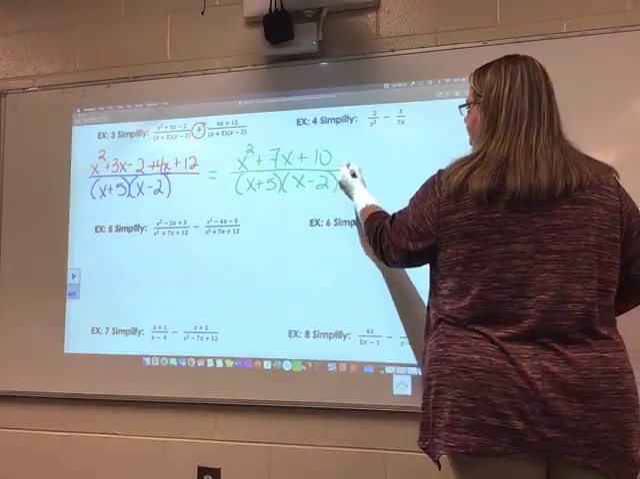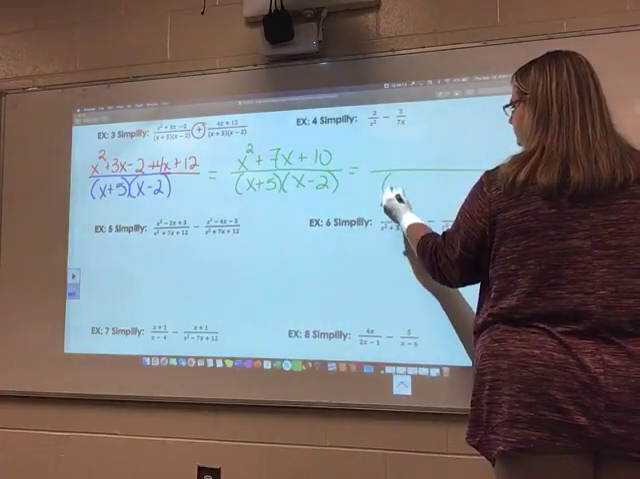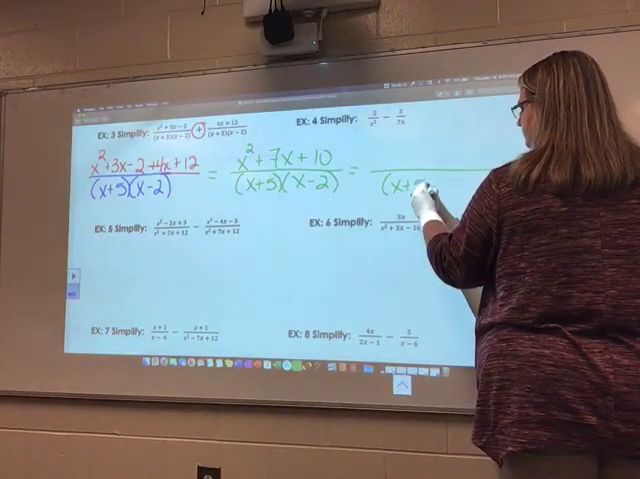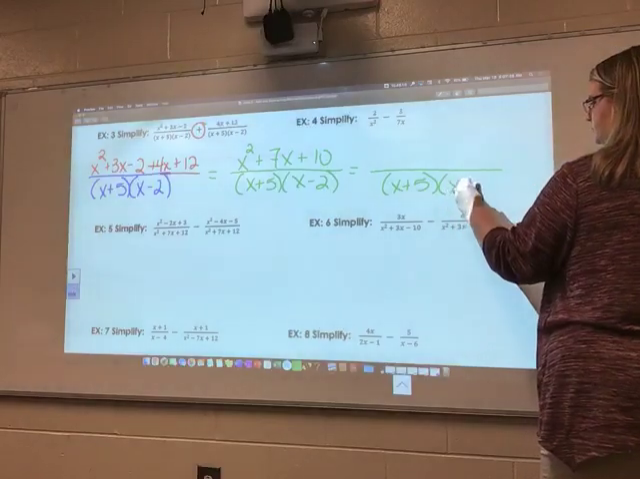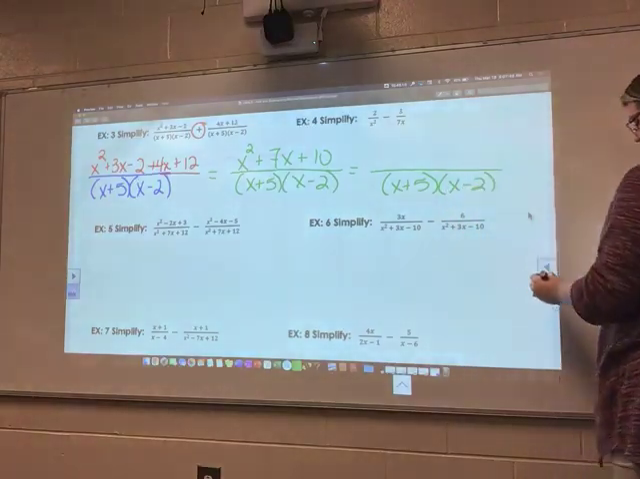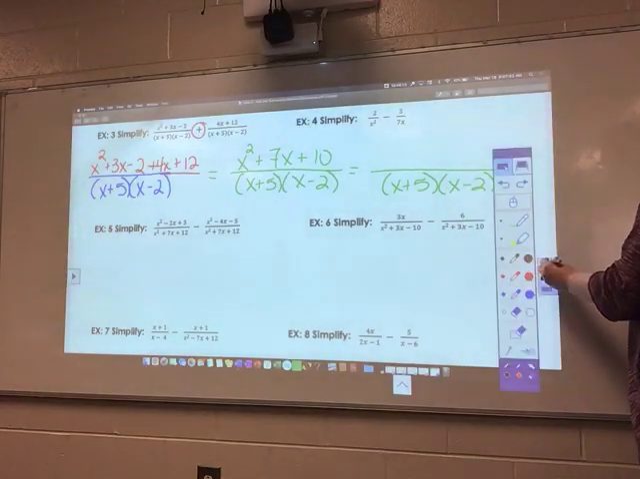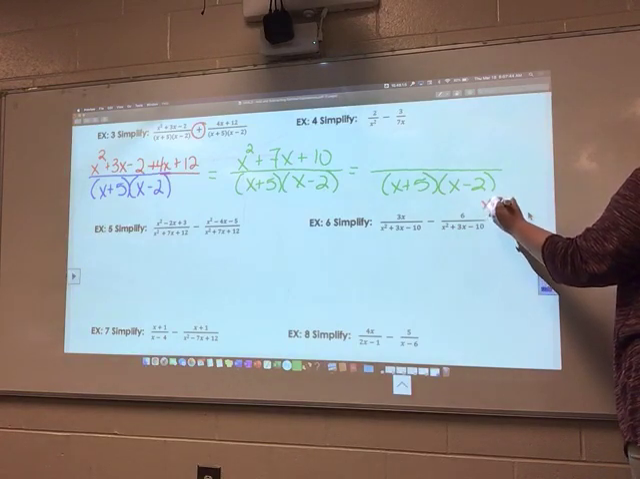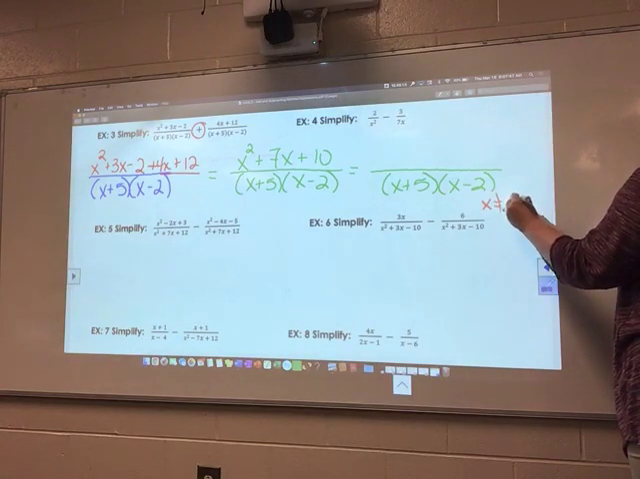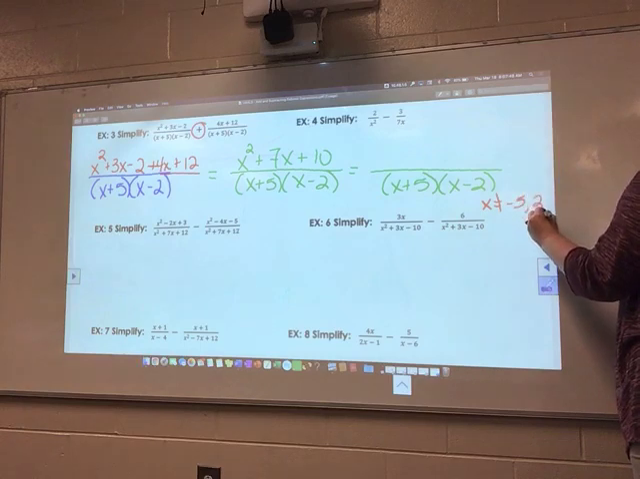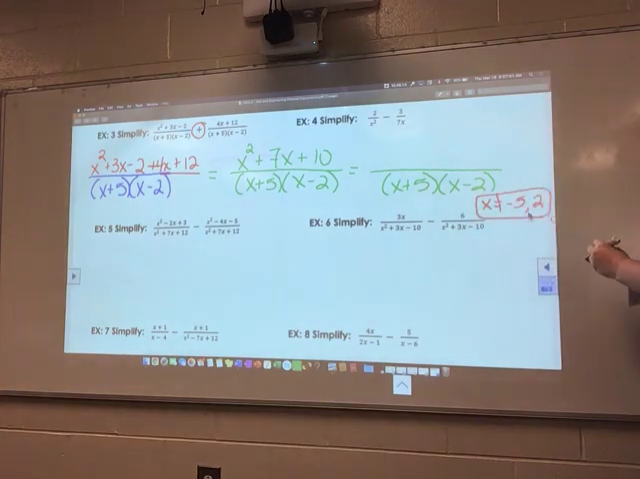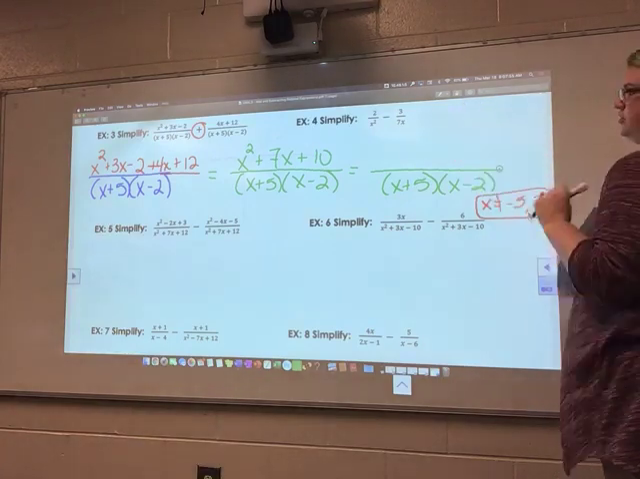So then x cannot equal... We know that it cannot be a negative 5. We'll go ahead and write that disclaimer. Negative 5 and a positive 2, right? So there's part of our excluded values. Can that numerator be factored?